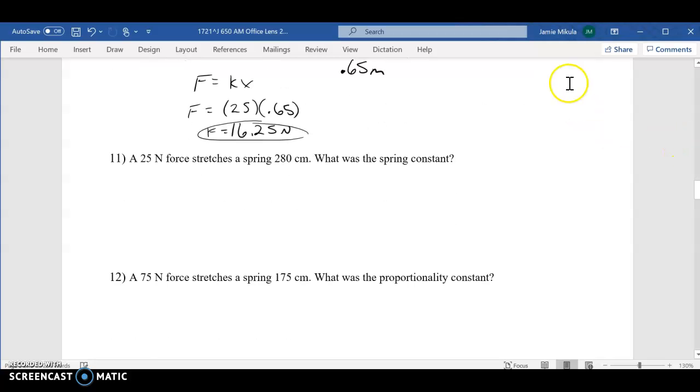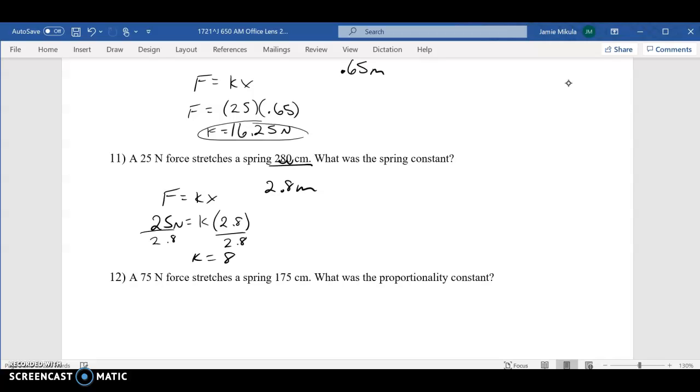Number 11, a 25 newton force stretches a spring. Okay, so there you have centimeters again, so you have to go 2 over, so that's 2.8 meters. So F equals kx. 25 newtons equals k times 2.8. Divide 2.8 by both sides. You get a spring constant of 8.9 newtons per meter.